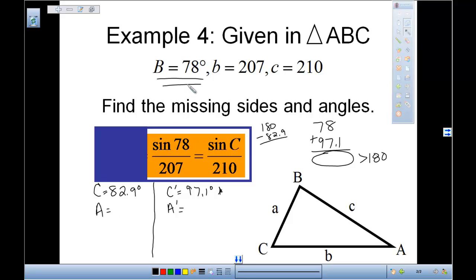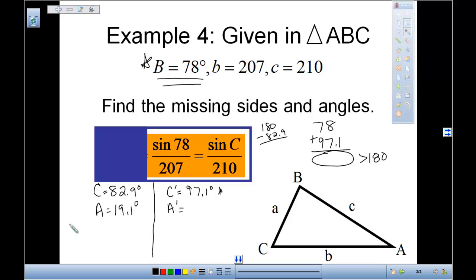If I take the angle I already know, remember this angle stays constant to both triangles, just the same thing as side B and side C do. So if I take my angle B and an angle C that I found and subtract from 180, I find that my angle A is going to be 19.1 degrees. So let's go ahead and set this up.